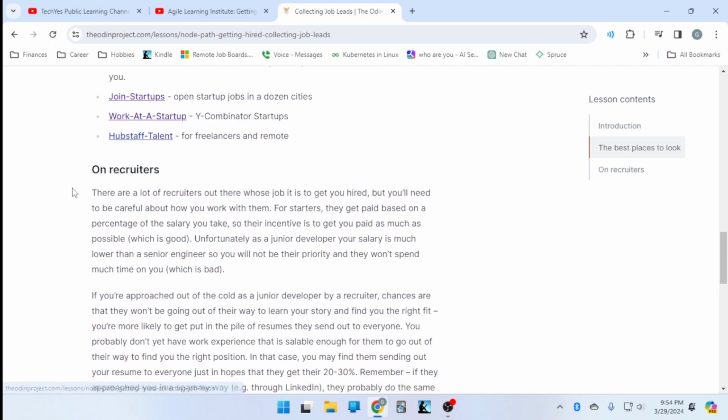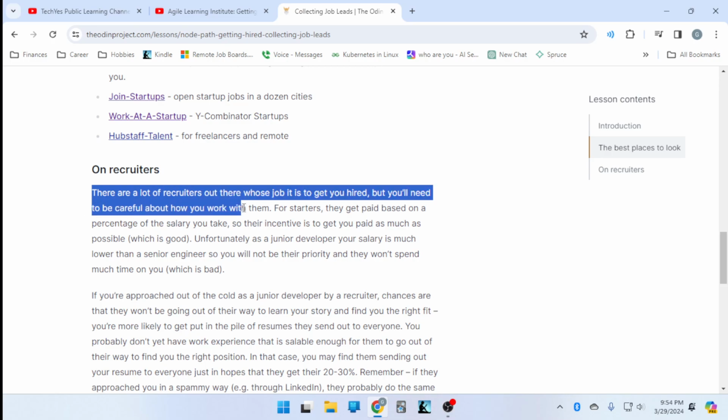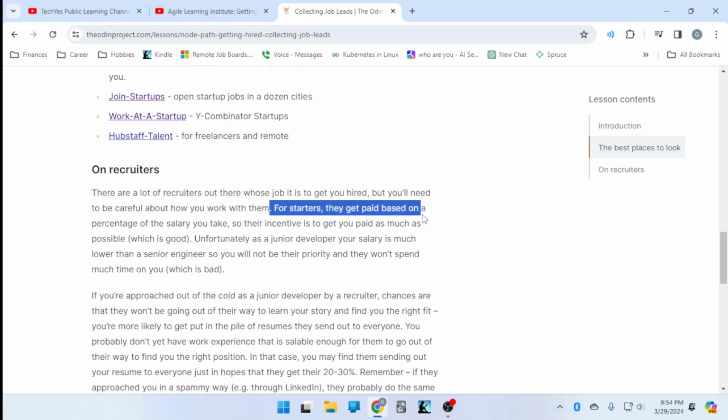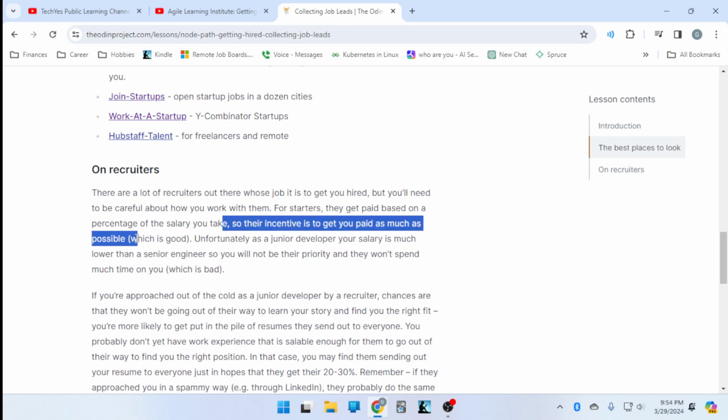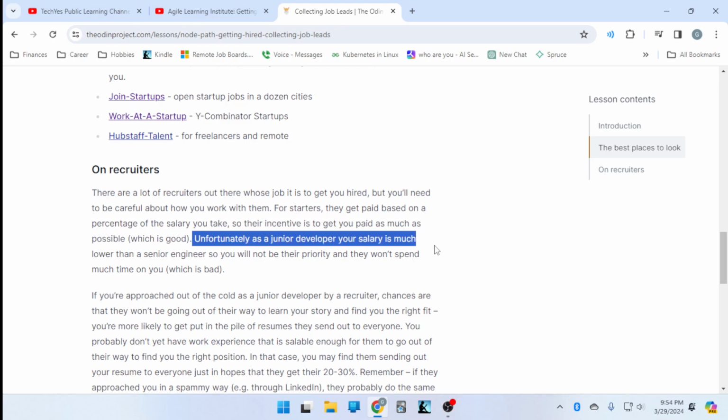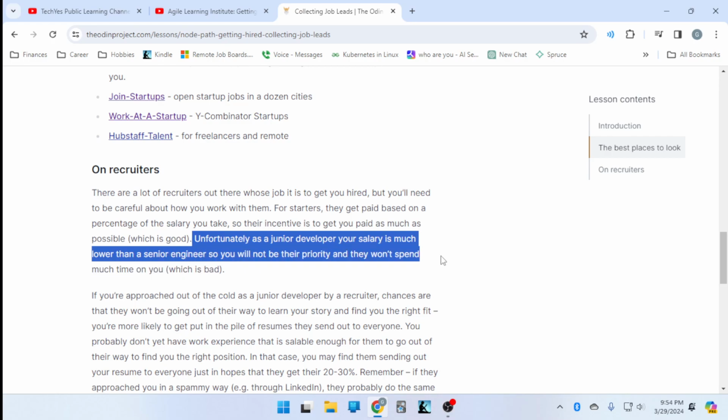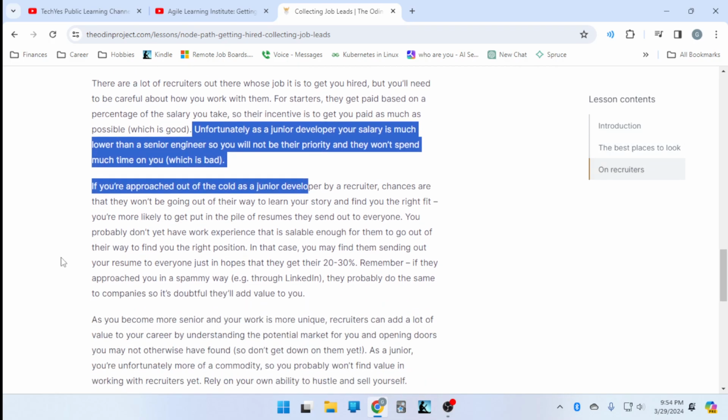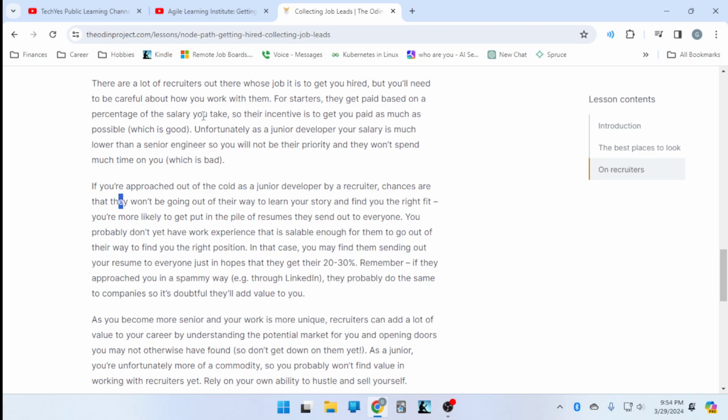All right, so on recruiters, there are a lot of recruiters out there whose job it is to get you hired, but you'll need to be careful about how you work with them. For starters, they get paid based on a percentage of the salary you take, so their incentive is to get you paid as much as possible, which is good. Unfortunately, as a junior developer, your salary is much lower than a senior engineer, so you will not be their priority and they won't spend much time on you, which is bad. So my take on this is, not at that junior level, this goodness and badness doesn't apply when it comes to my take on this.